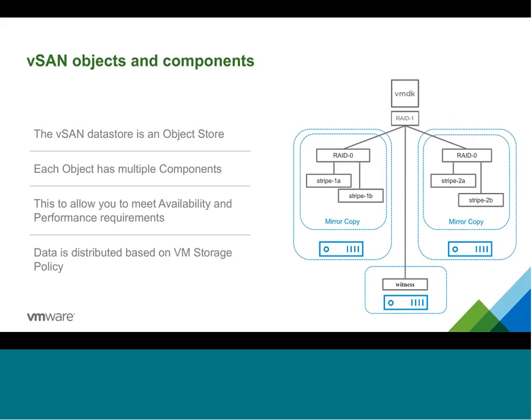So the first thing is the VSAN datastore is an object store. I have already mentioned that, and I will stress it here: VSAN is object storage. Each object has multiple components, right? This is to allow for availability and performance requirements. For example, I have created a VMDK and I said I want it as a RAID 1. So there will be two different components, two different objects maintained on different hosts.